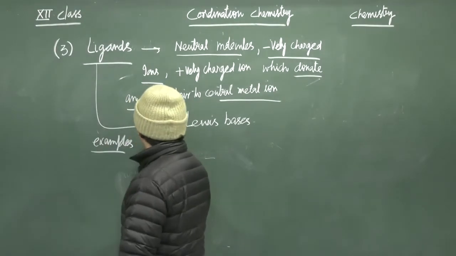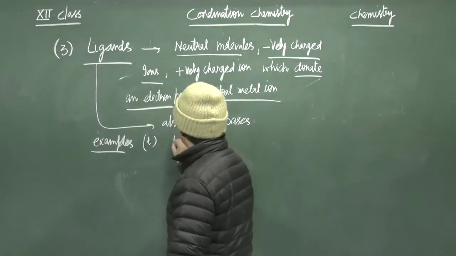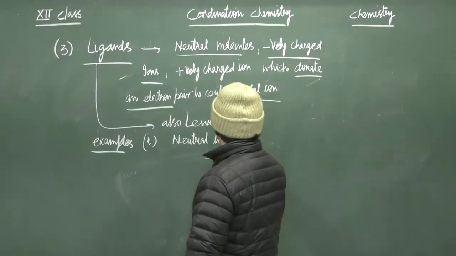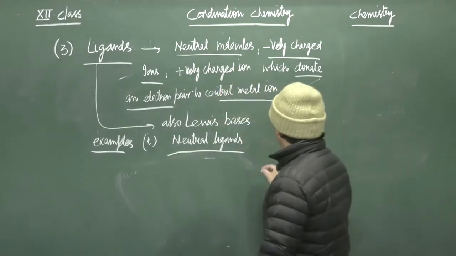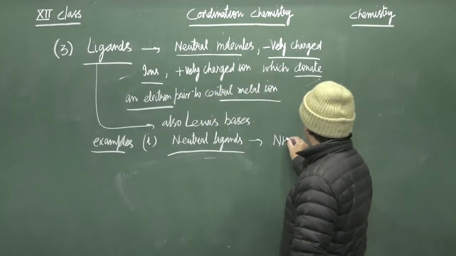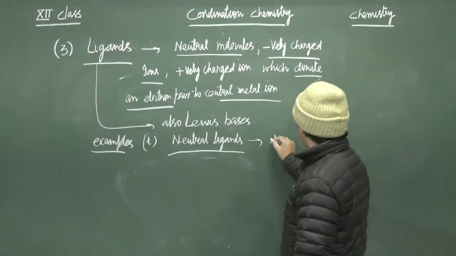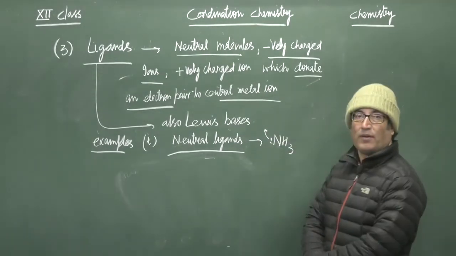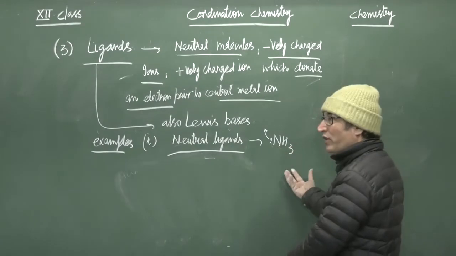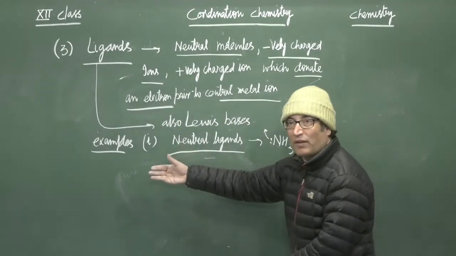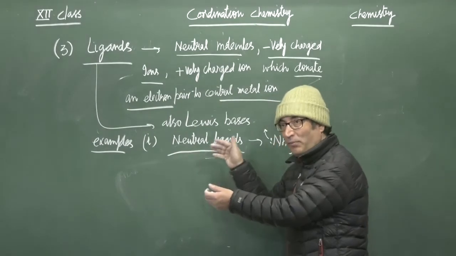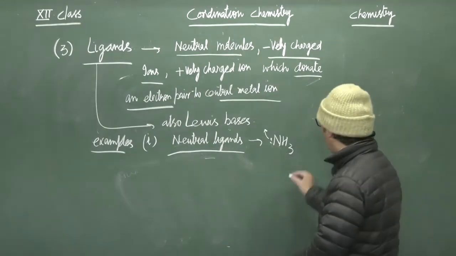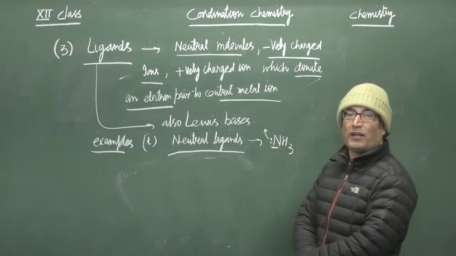Some examples. Number one, neutral ligands. Examples of neutral ligands. One is NH3, ammonia, a neutral ligand. Nitrogen contains a lone pair, an electron pair, which it can donate. So this nitrogen of the ammonia molecule can donate the electron pair to the central metal ion and bind with it and form a bond. Binding means bond. The atom of a molecule which donates its electron pair is called the donor atom. So in ammonia, nitrogen is the donor atom.